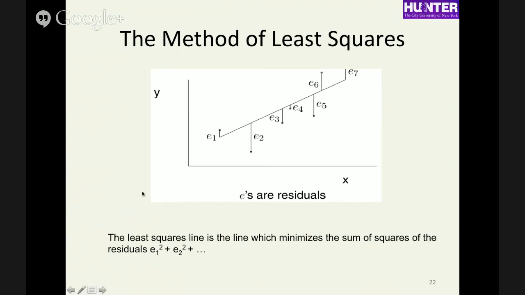This line, the way we'll normally draw it, is found by your software by minimizing least squares. So you sum the squares of each of these errors and find the line that minimizes that sum of squares. That's called least squares. Very, very common method for all sorts of regression, not just simple linear regression.